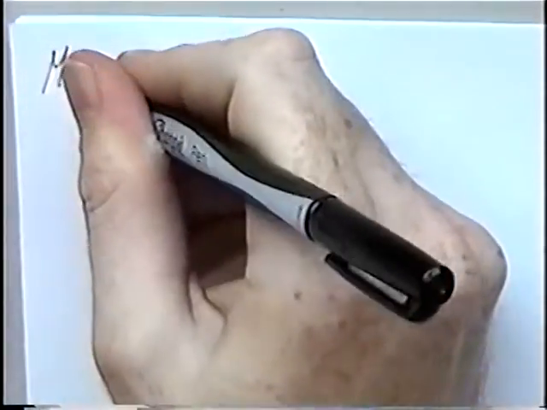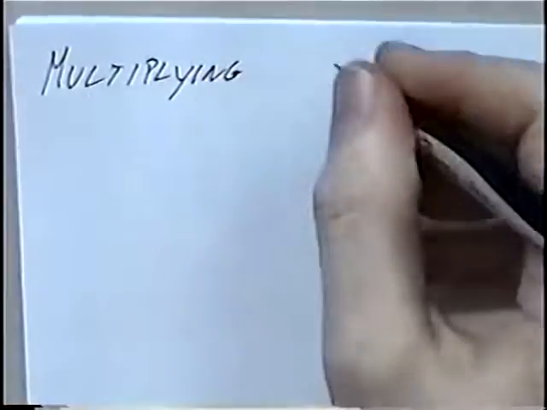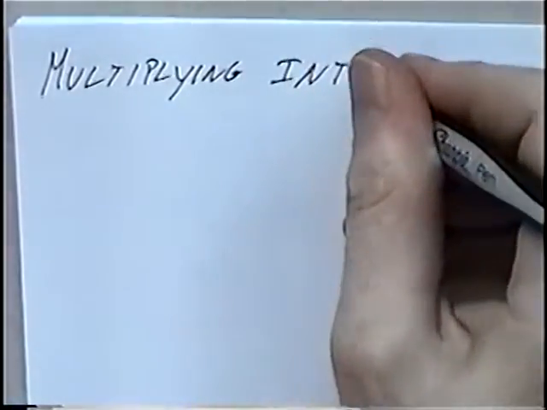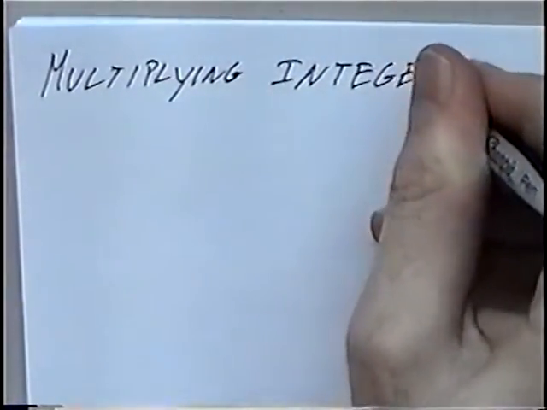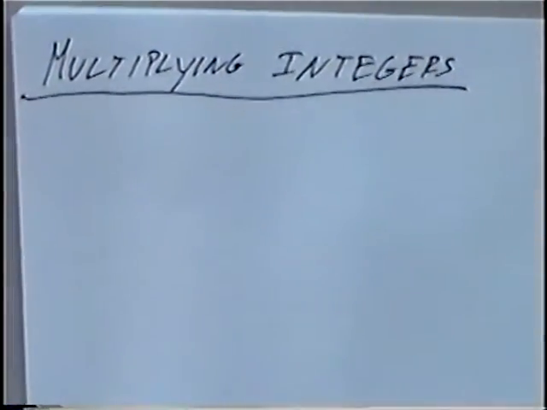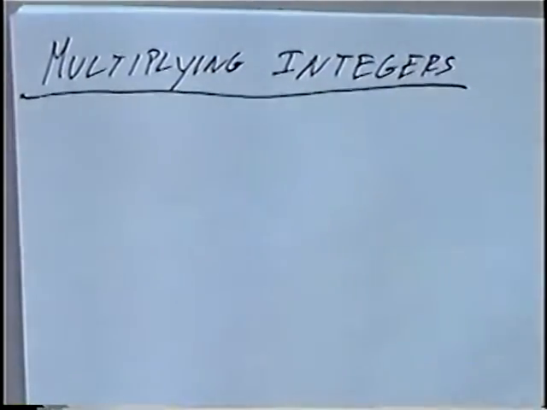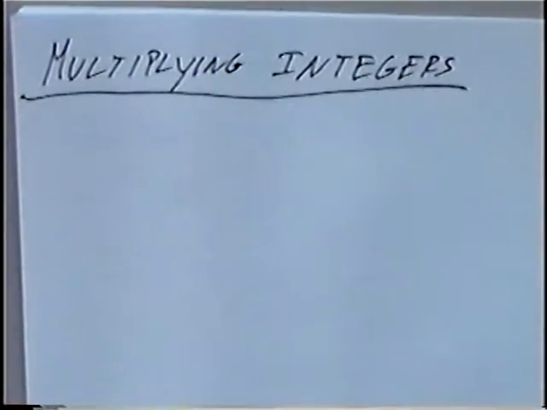Title of the first section today is multiplying integers. Again, integers are any positive or negative whole numbers, but they do not include decimals or fractions.